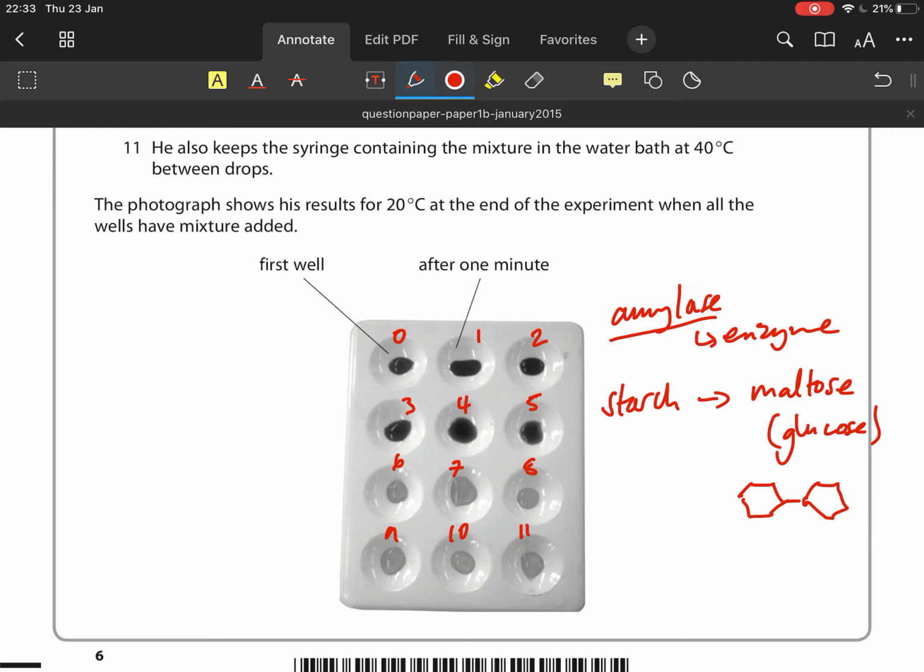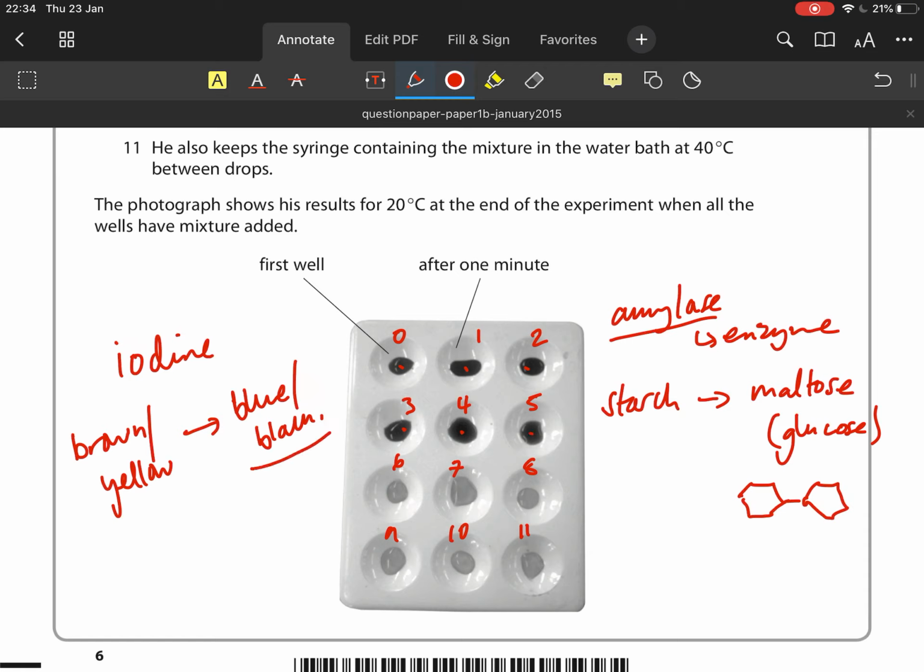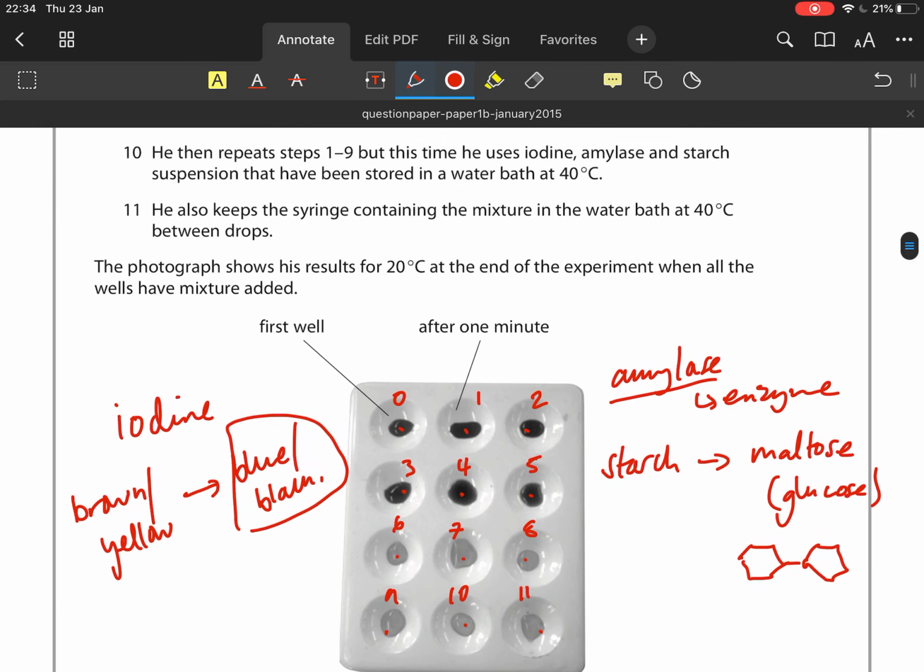The other thing you need to know is that iodine, again this is something you will have learned at some point, iodine in the presence of starch will go from a brown / yellow colour to blue / black colour. Therefore, in this experiment, we can see that here, here, here, here, here, and here, there is still starch present because the iodine is blue, black, it's changed colour. Whereas from here, here, here, here, here onwards, starch is no longer present because the iodine hasn't changed colour. Okay? So looking at that, that's what we need to interpret. It's going to be important later on.